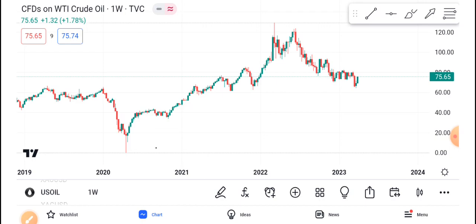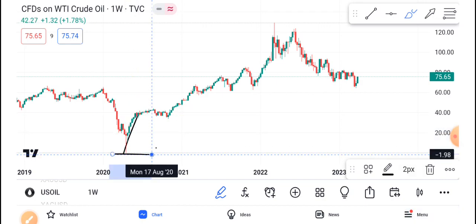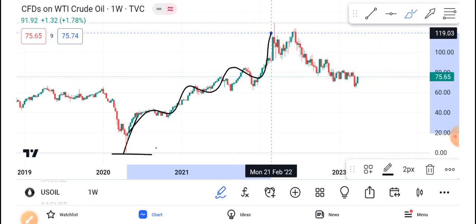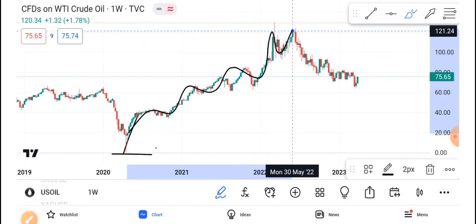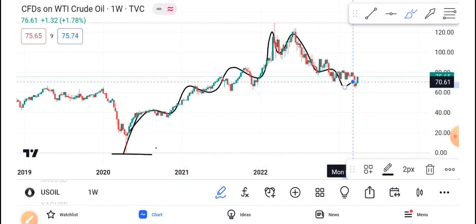As you can see here, this is a weekly chart, and what price did was price started to rise from this level, which was very near to zero, and then started to rise up, making higher highs, higher lows, and then it made a high, then an M pattern, and then finally started to retrace, right? So this is what is going on with the oil chart.